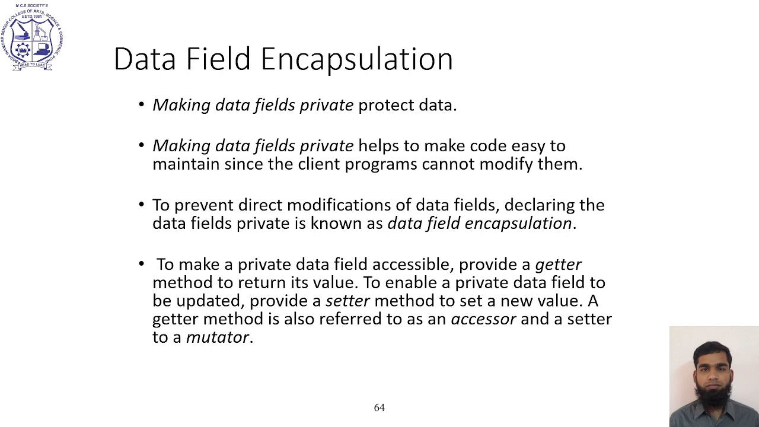Data field encapsulation: making data fields private protects data. Making data fields private helps to make code easy to maintain, since client programs cannot modify them directly. Declaring the data fields private to prevent direct modification is known as data field encapsulation. To make a private data field accessible, provide a getter method to return its value. To enable a private data field to be updated, provide a setter method to set a new value. A getter method is also referred to as an accessor and a setter as a mutator.